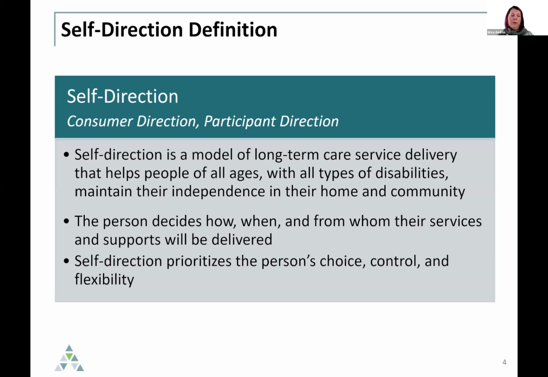Self-direction, otherwise known as consumer direction or participant direction, is really just a model of long-term care delivery that helps people of all ages with all types of disabilities maintain that independence in their home and in their community. In self-direction, the person self-directing decides how, when, and from whom their services and supports will be delivered. Self-direction really prioritizes person's choice, control, and flexibility.